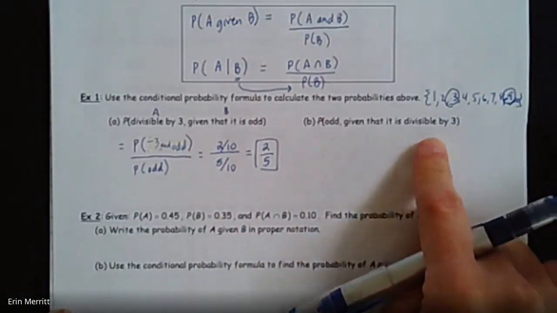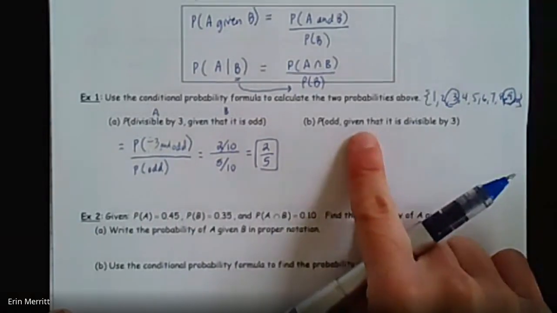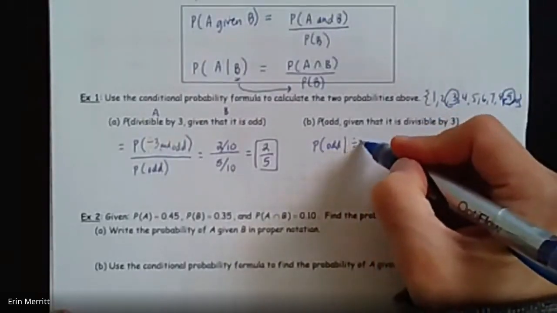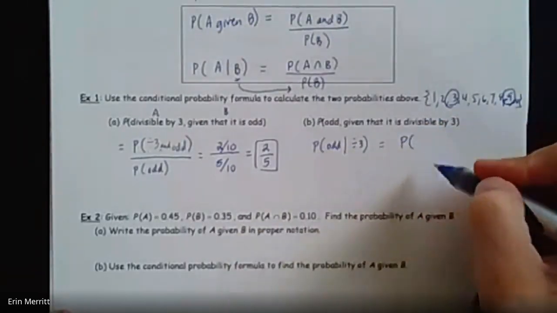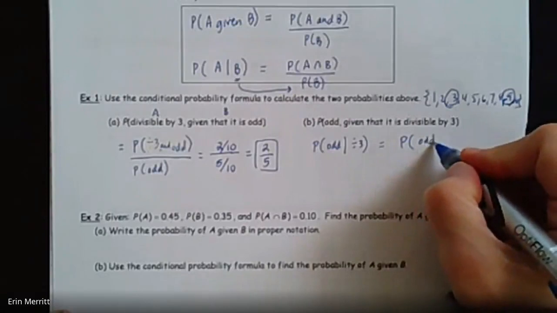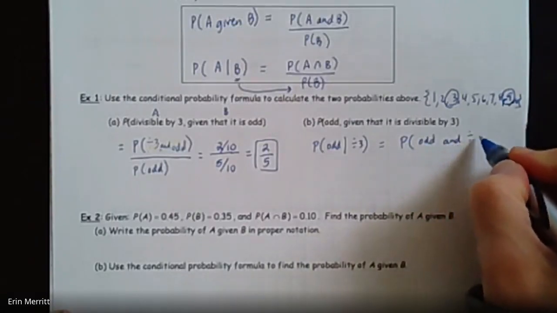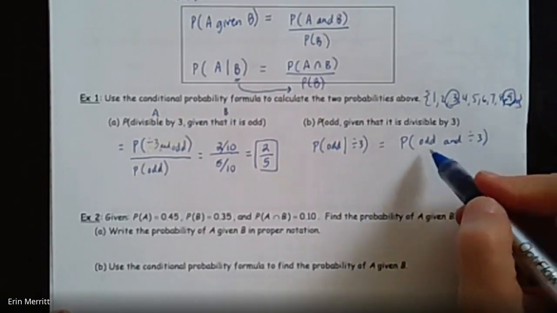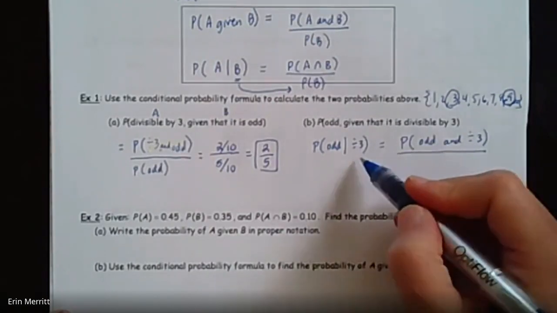If I rearrange the way the question is given, find the probability that it's odd given that it was divisible by 3. So the probability that it's odd given that it's divisible by 3. The numerator doesn't change because it's still going to be odd and divisible by 3. It's kind of like a commutative property. It doesn't matter the order in which you say it. You still get the same numbers in the overlap.